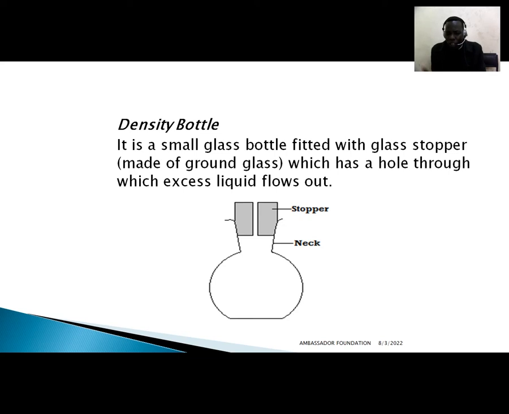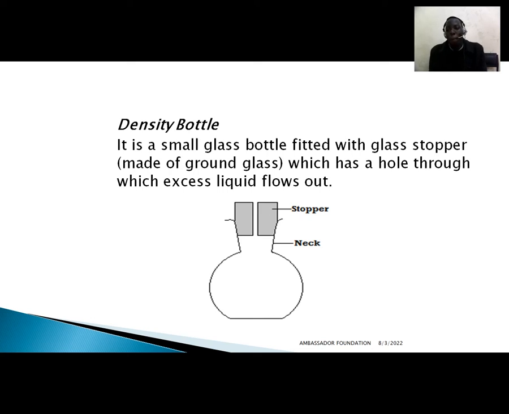Now, if I fill this bottle with a different liquid that is not water, maybe I fill it with ethanol, which has a lower density compared to water, it will not be 50 grams, it will be something less than 50, maybe 40 grams. Meaning, if it is 40 grams when filled with ethanol, and when empty it is 10 grams, then the mass of ethanol is 30. But when full of water it is 50 grams, and when empty is 10, so the mass of water is 40 grams. That's how we do it.